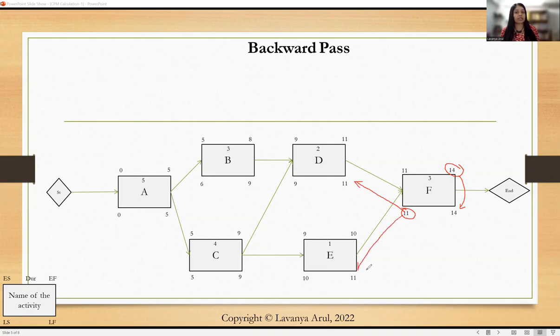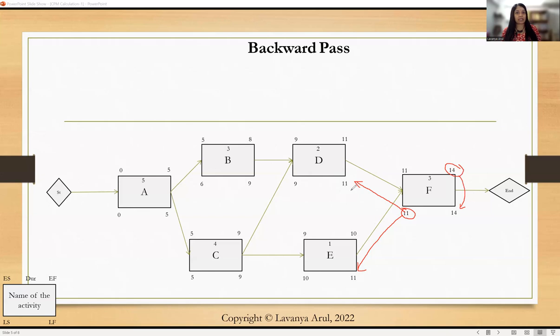Watch out, early start and early finish is much more straightforward to calculate. Late start and late finish, you need to be very careful. If not, we will be carried away with the early start, early finish values. So you need to always look below while you're working with this. So the 11 value is taken over here for activity D.